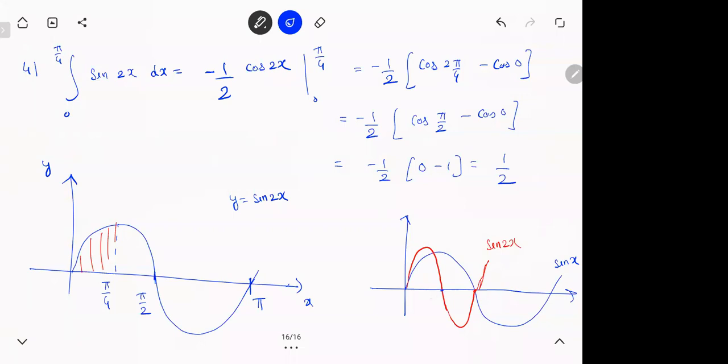This point here is 90 degree. No, that's 90 actually. This is pi. That is how sin x and sin 2x look like. It's okay, it's not that exact a graph. Just I'm showing you graphically what it means. So you're finding area under the curve sin 2x from 0 to pi by 4.